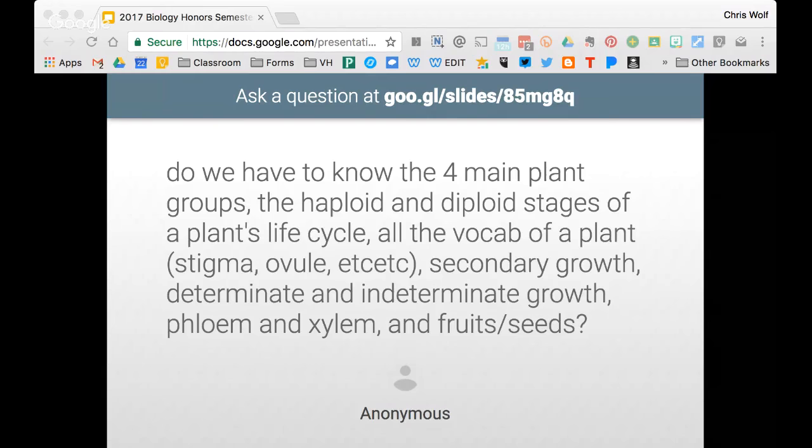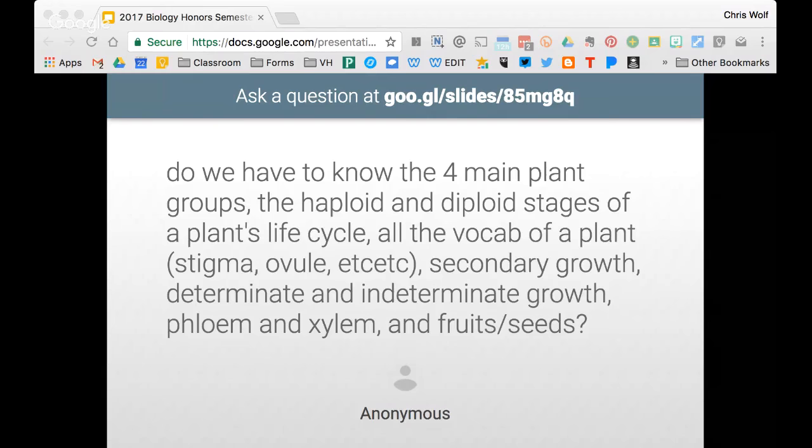I wouldn't say know them in detail, but be able to know what they are. But yes, all this vocabulary, I would recommend you do know, to put it simply, or at least be able to apply it. What is the sugar sink?